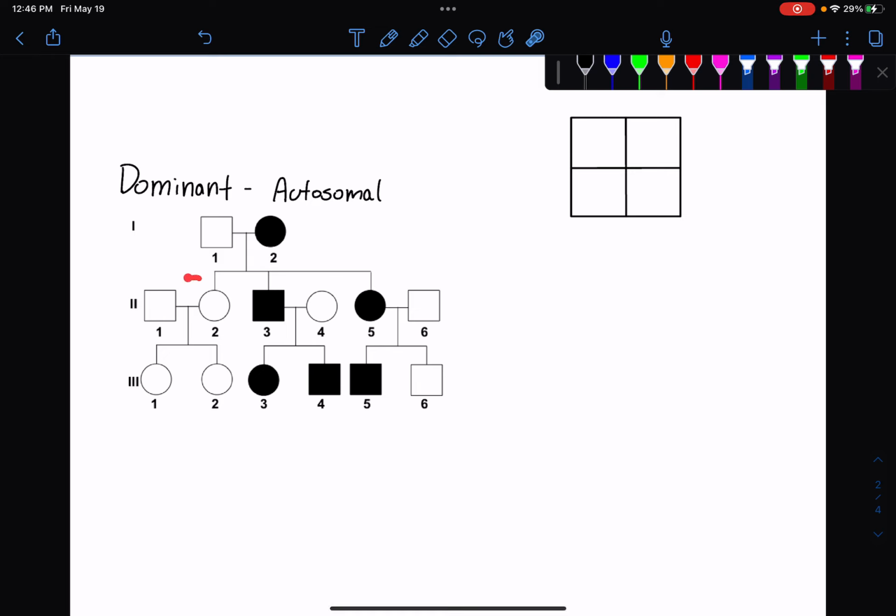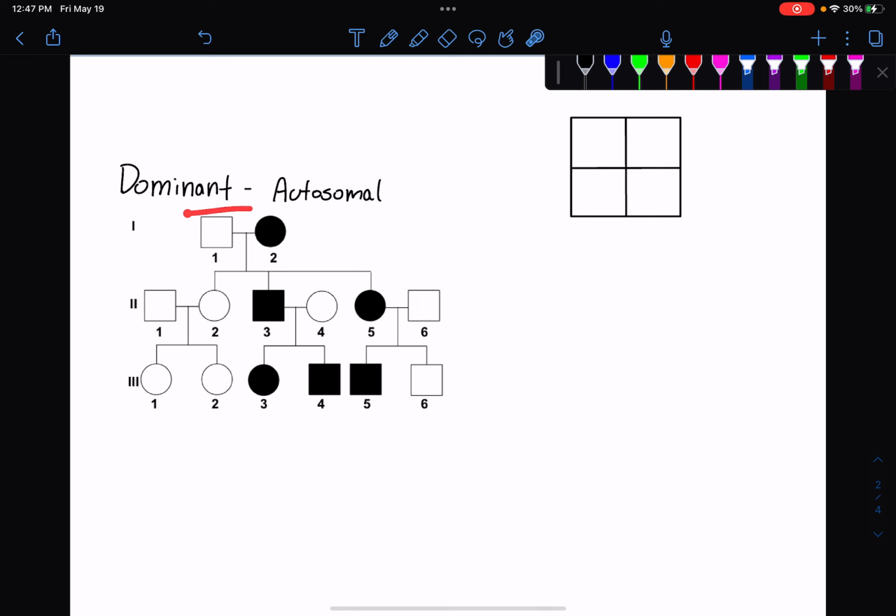Okay, now is this a skip? Well, no, it's not, because there's no affected child. If this child right here was affected and colored in, then that would be a skip. But since there are 2 unaffected parents, which in dominant are little r, they'll always produce unaffected children. That's a key thing. But again, if they don't have a skip, it's autosomal dominant.